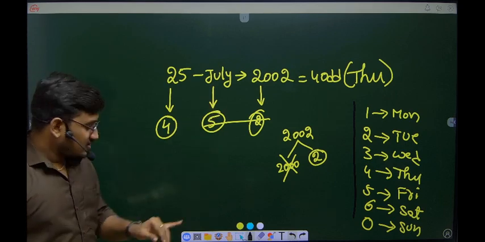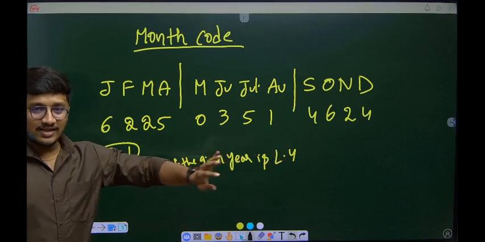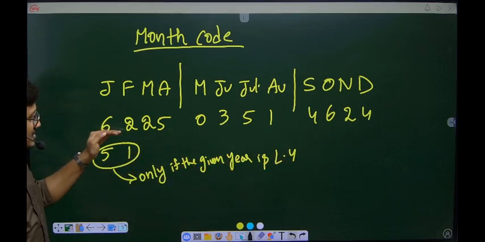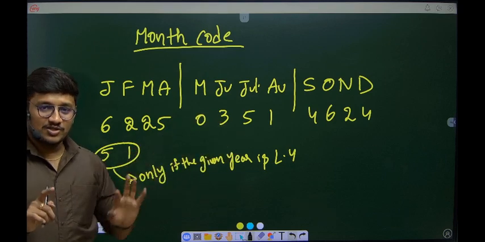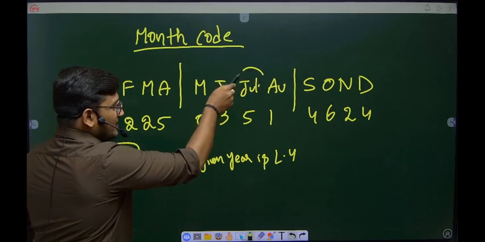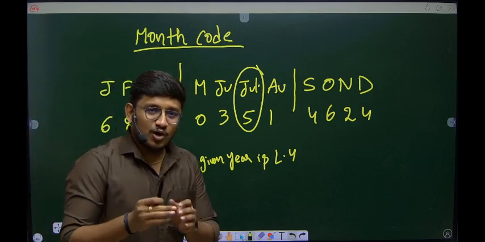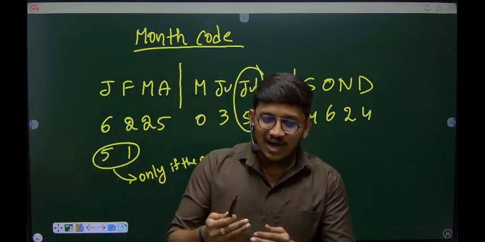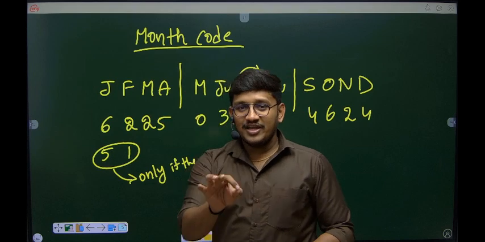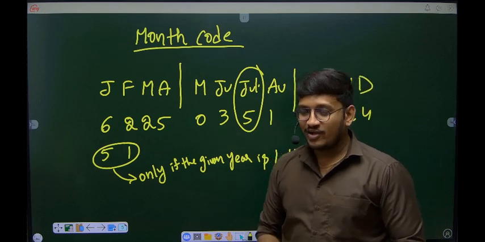July 5. See, we have a month code. As I said, you just need to remember this month code so that you can say it as fast as possible. If you observe July, how many odd days are there in July? 5. Just like how you remember your mobile number and your Aadhaar card number, make sure that you remember this month code. The entire concept will be done.